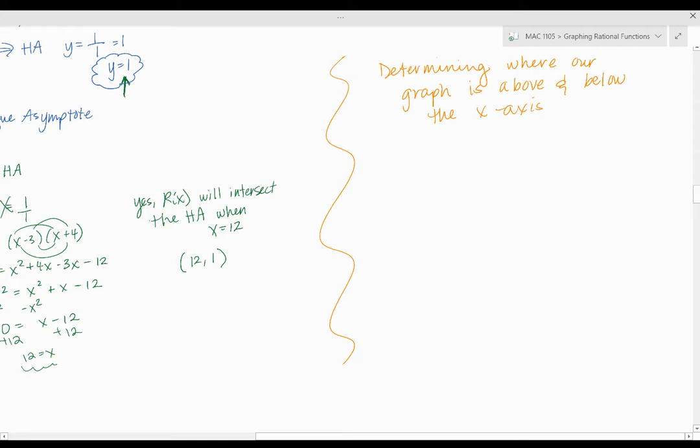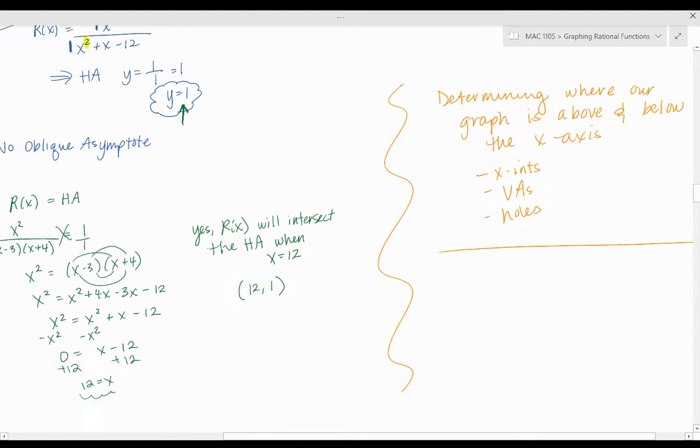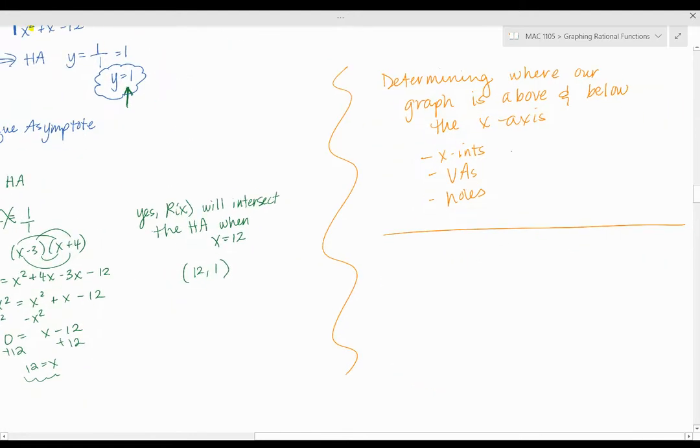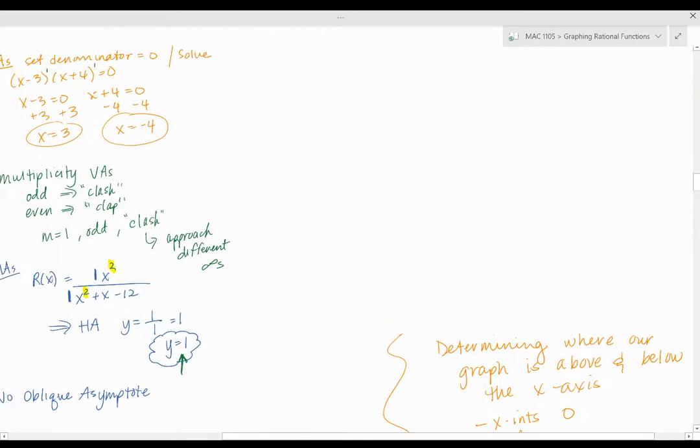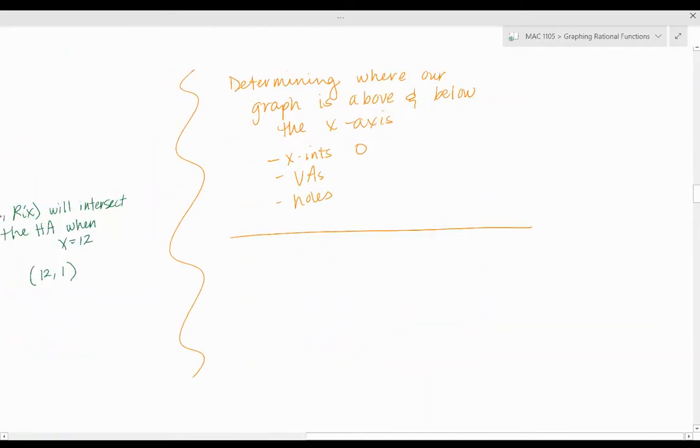remember, you're going to use the points that would divide the x-axis, which are your x-intercepts, your vertical asymptotes, and if you have any holes. So if I draw a number line, I had x-intercepts. My x-intercepts were 0. And I had 2 vertical asymptotes. They were at 3 and -4.